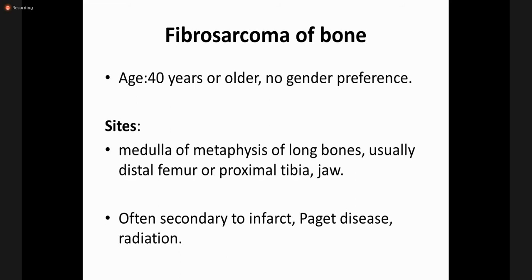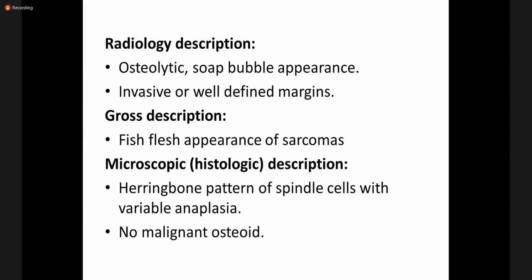When we see this type of fibrosarcoma-type morphology, we also exclude the possibility of metastatic sarcomatoid carcinoma. Before the diagnosis of fibrosarcoma is made, we also exclude metastasis. On radiology, fibrosarcomas show an osteolytic, soap bubble appearance of the lesion. They are invasive, or sometimes they have well-defined margins. On gross description, there is a fish flesh appearance of the sarcoma.